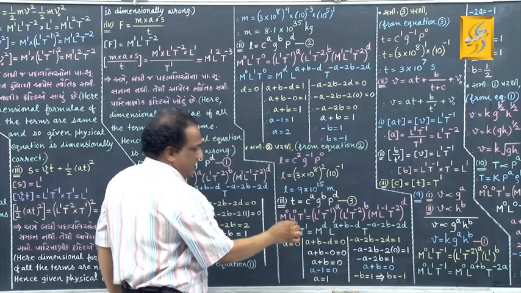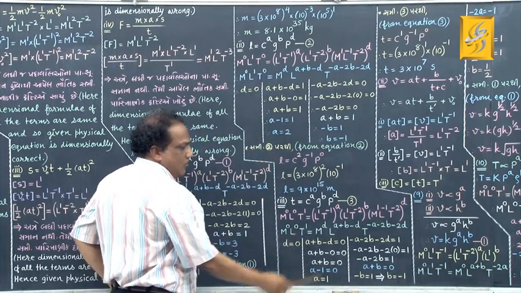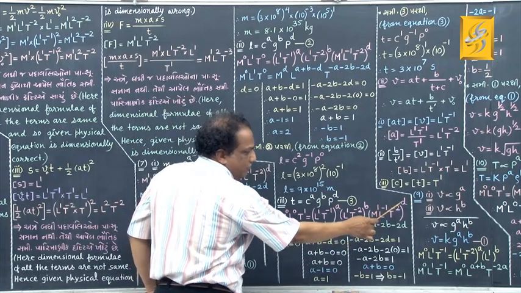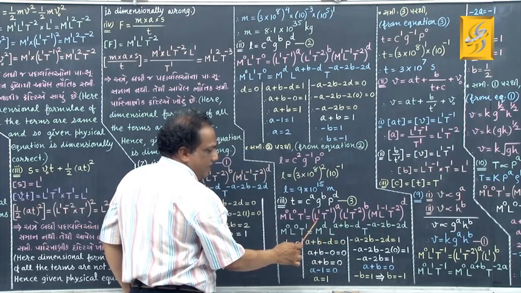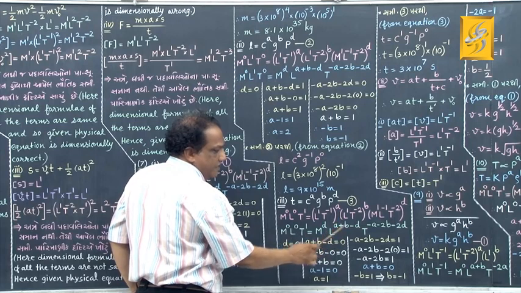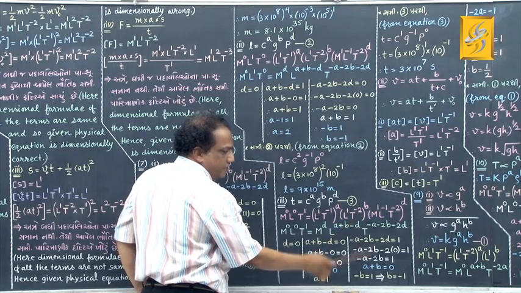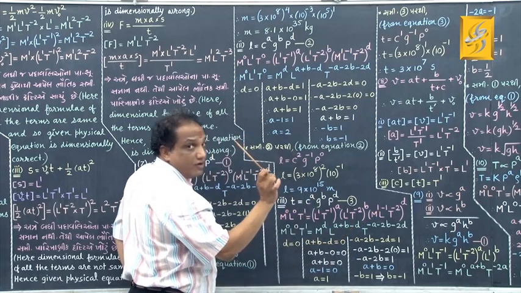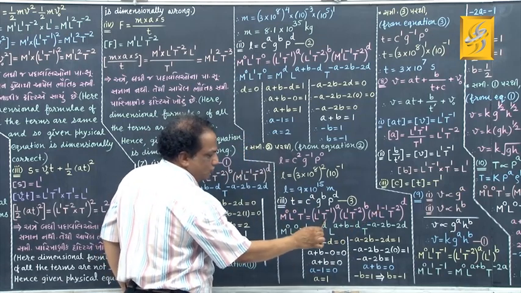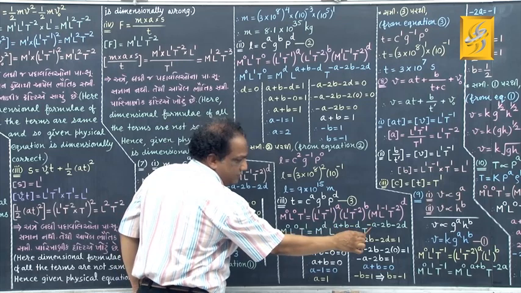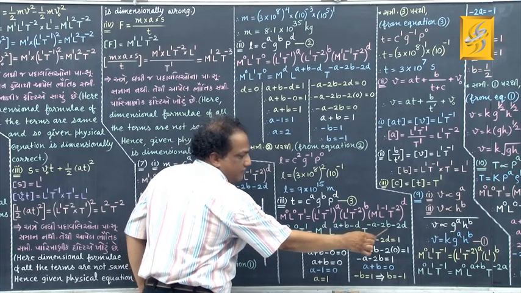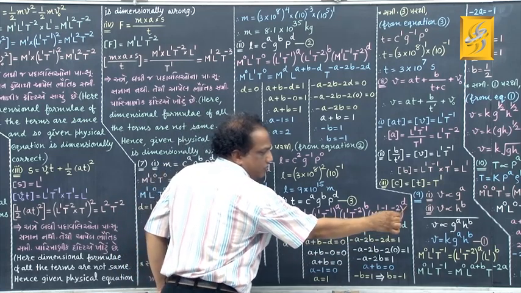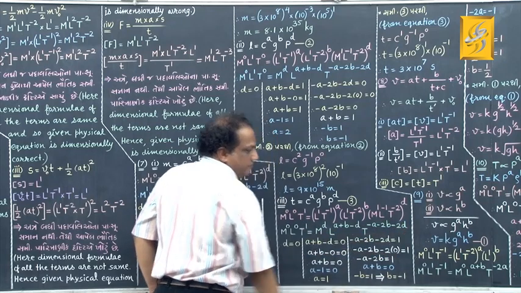Simplify now. Left hand side as it is. On the right hand side, M raised to 1 into d, that is d. L raised to 1 into a, that is a. L raised to 1 into b, that is b. And minus 1 into d, that is minus d. What about T raised to? T raised to minus 1 into a, that is minus a. Minus 2 into b, that is minus 2b. Minus 2 into d, that is minus 2d.